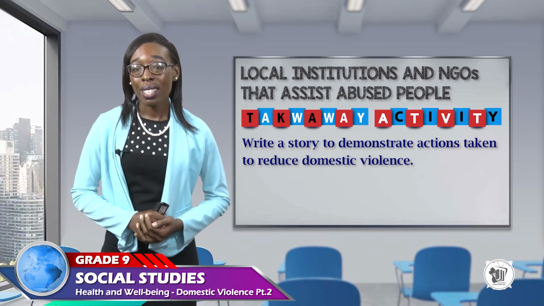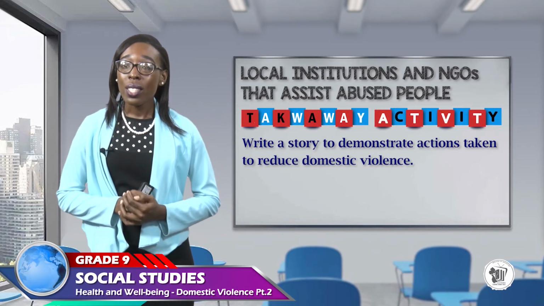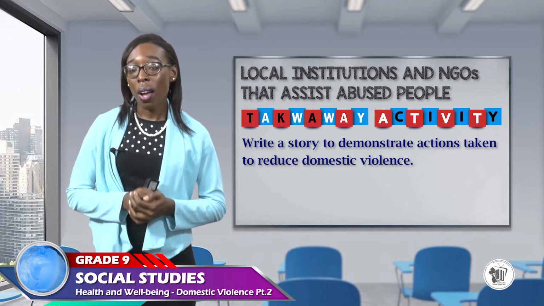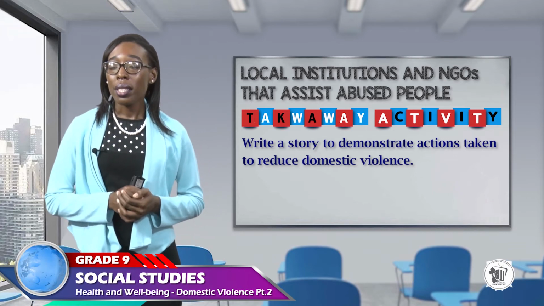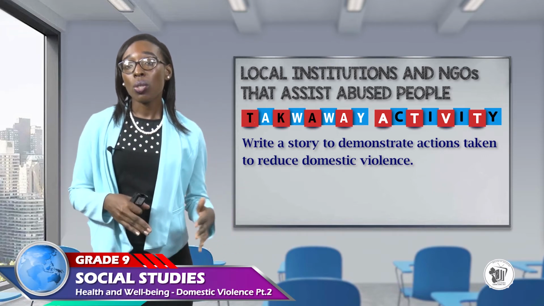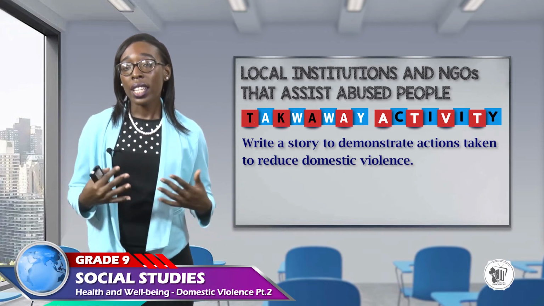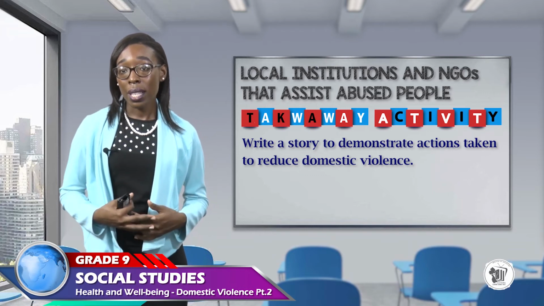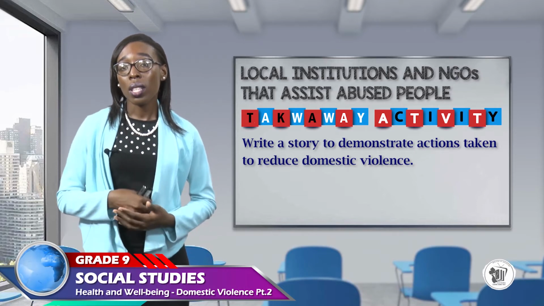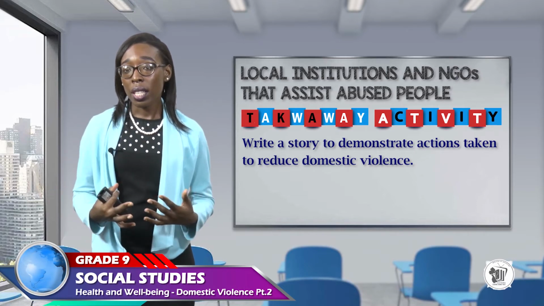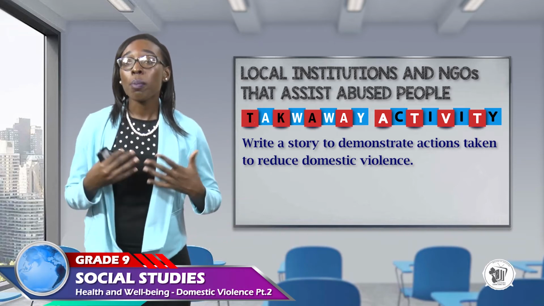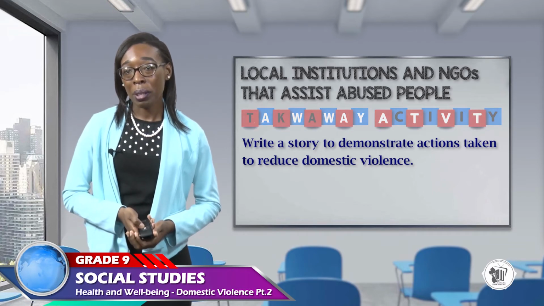Now here's another takeaway activity for you. Write a story to demonstrate actions taken to reduce domestic violence. The institutions and NGOs that were just listed, they engage in activities on a day-to-day basis to ensure that domestic violence is limited or reduced within our society. You can be creative. You can even research some of those institutions to see some of the work that they do to inspire you to write your story.